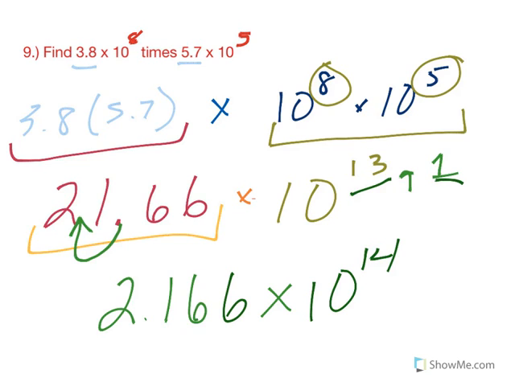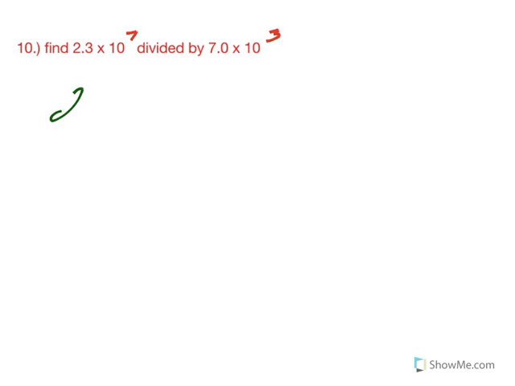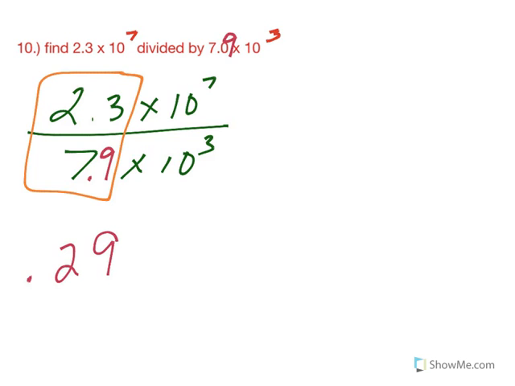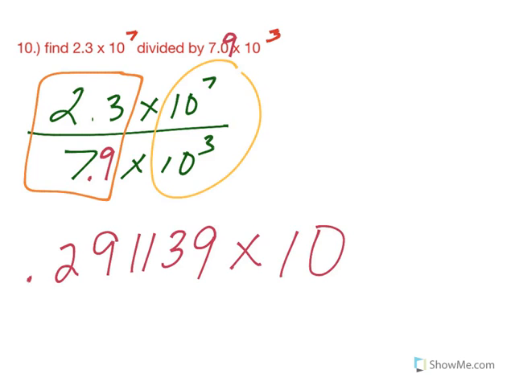Let's go ahead and do a division problem. We are now going to take 2.3 times 10 to the 7th and divide it by 7 times 10 to the 3rd. Now, same basic idea that you do it in pieces. 2.3 divided by 7, this should be, oh gosh, I have typos all over the place. This should be a 7.9. So if I take 2.3 divided by 7.9, I get 0.291139 times 10. And remember, when you divide, you subtract your exponents. So 7 minus 3 is 4.